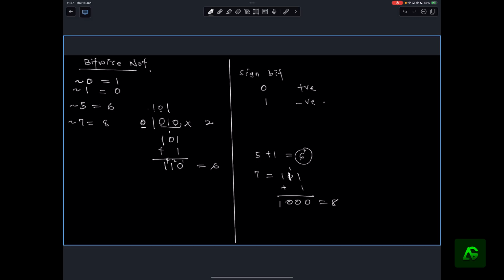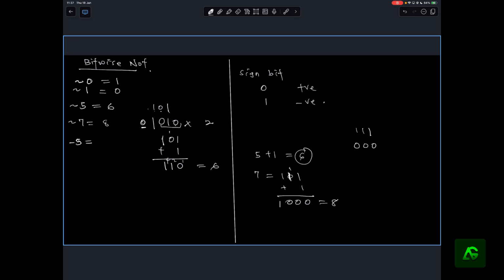Now what if we have a negative result? Let's say we have minus 5. We can flip this one too. We have 7, right? That is 1, 1, 1. When we flip it, we have 0, 0, 0. But 0, 0, 0, when you convert it to base 10, it's 0, right? But we know that this is not the answer. You get? This is not the answer.